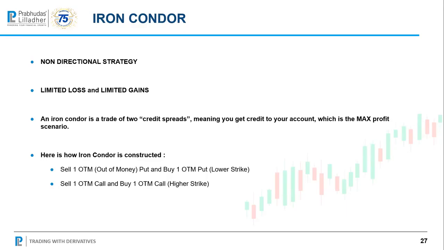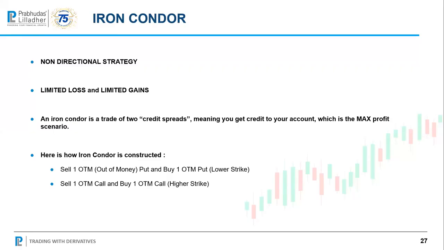In this, what happens? You sell one OTM nearby. Let's say Nifty is at 15,100. So what you do is you sell a 15,200 call and you sell a 15,000 put. And then you buy one 15,300 call option and you buy one 14,900 put option. We sell one OTM put and buy one OTM put at a lower strike, and we sell one OTM call and buy one OTM call at a higher strike.